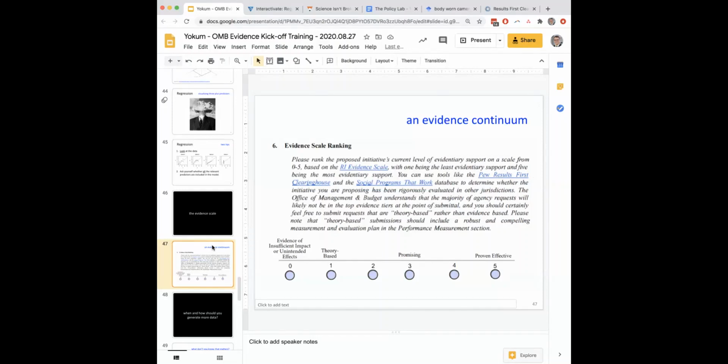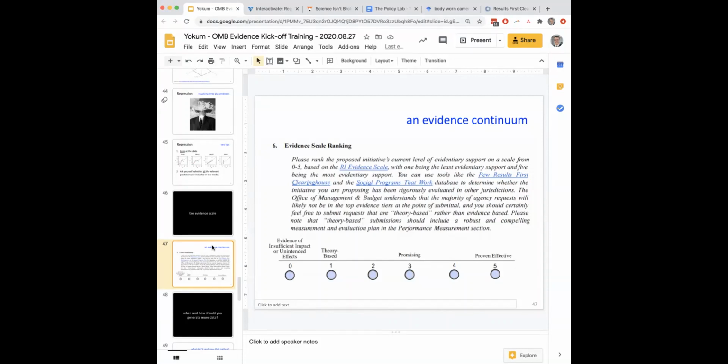And so the way you should approach this is to worry less about the scale being used as any kind of decision tool, where only proven effective programs are funded, or only theory-based ones. It's really meant to help facilitate thinking about our current confidence on whether something's going to work, and where it's only theory based or perhaps promising, which is probably going to be most of the programs and policies that we're seeing.